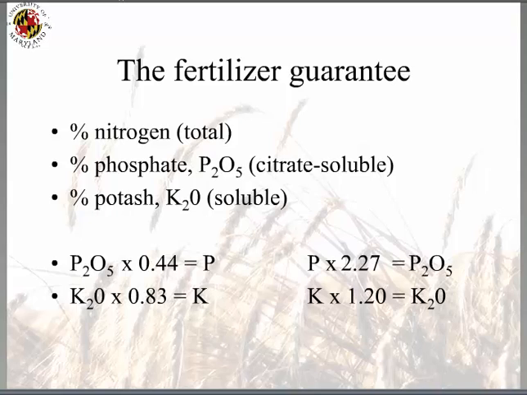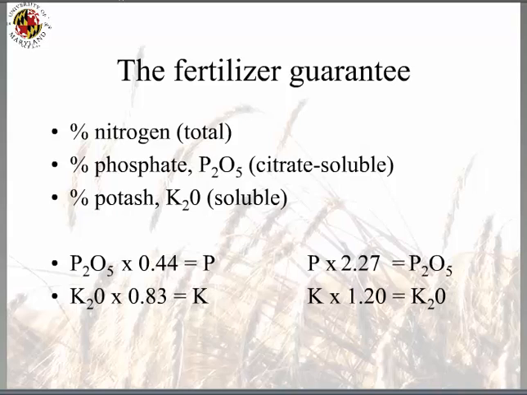Now, there are times when someone might expect you to be able to convert back and forth from phosphate to phosphorus, from potash to potassium, and vice versa. And these are the constants you need to do that. They're based on the ratio of molecular weights. So if you were a hotshot at chemistry, all you need to know is the molecular weight of oxygen, phosphorus, and potassium, and you can figure these out yourselves. If you're interested in that, I'd be glad to show you.